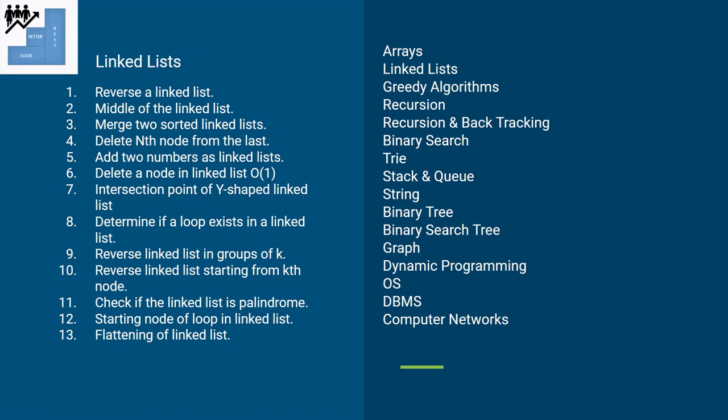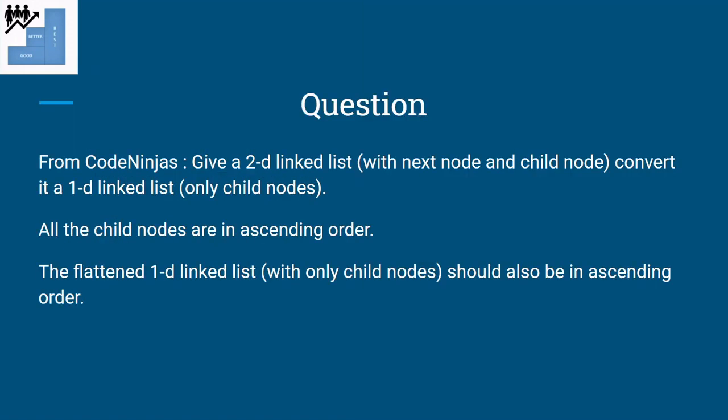So today we would be looking into the 13th question on linked list. So let's see what the question is. Here we will see how to flatten the linked list. We are given a 2D linked list with child and next nodes. We have to convert it to a 1D linked list with only child nodes.